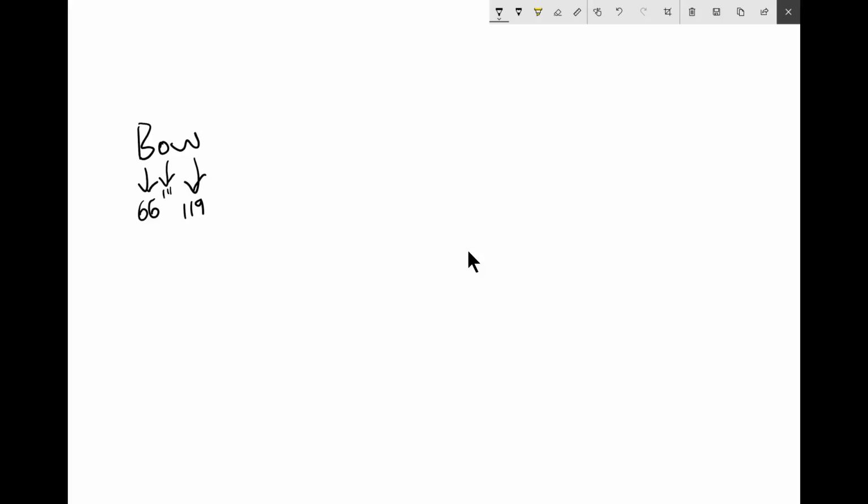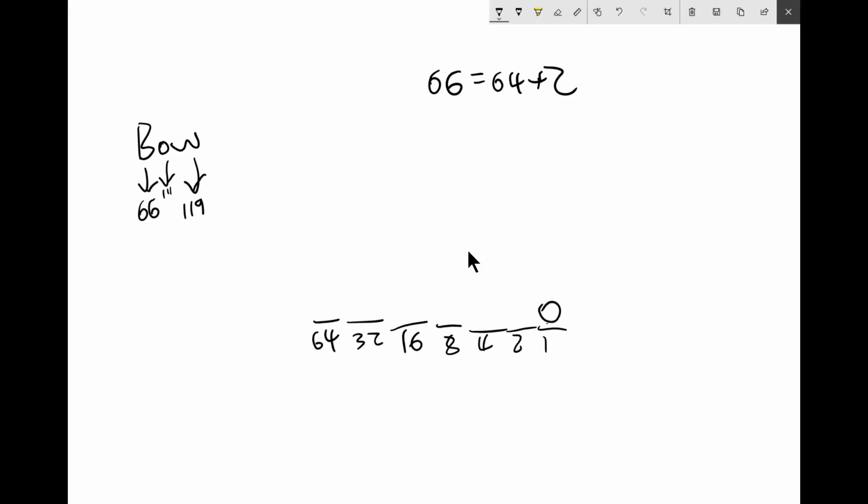So let's start with 66. 66 in binary is, if we remember by memory, we know the power is 64. So 66 equals 64 plus 2, and 2 is a power, which means we don't need to do anything else. So we have 1s, 2s, 4s, 8s, 16s, 32s, 64s, and we have 0 1s, 1 2, and 0 0 0 0 1. So that is your binary for B.